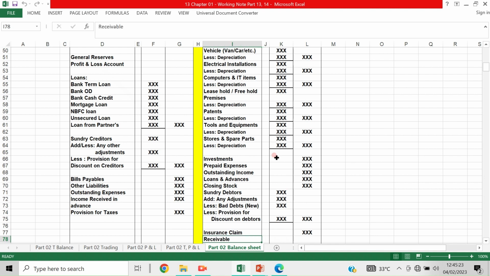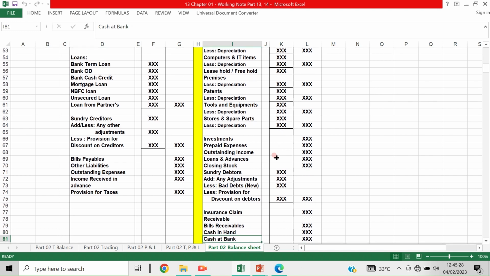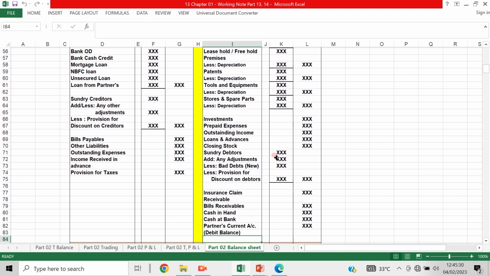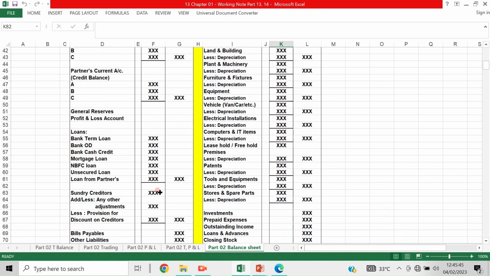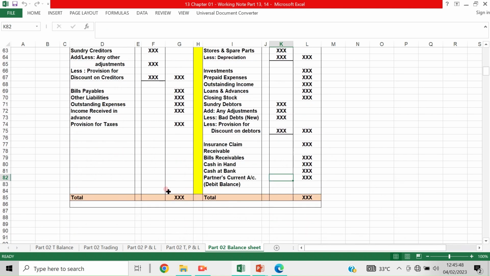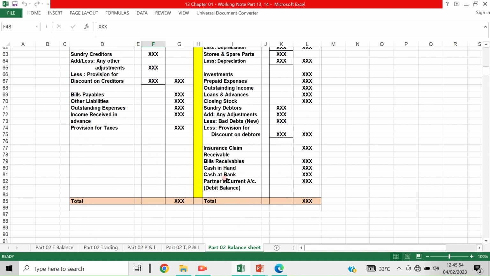Then insurance claim receivable, bills receivable, cash in hand, cash at bank, partners current account. Lastly, the partners current account, because all the activities are done, and after that whatever the trading profit and loss account shows will be taken to the partners current account. If there is a loss, meaning a debit balance in the partners current account, it will be taken here. If there is a credit balance in the partners current account, that will be taken on the liability side.